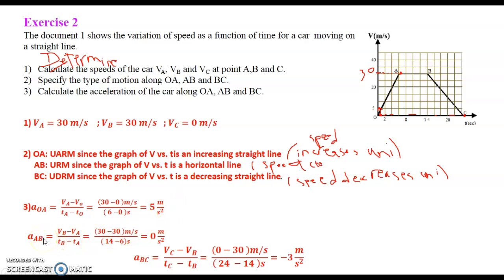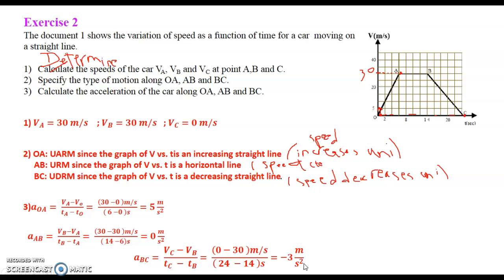The average acceleration for the range AB is VB minus VA over TB minus TA. So it's 30 minus 30 over 14 minus 6. It is 0 meters per second squared. And the average acceleration for BC is final minus initial, VC minus VB over TC minus TB. We get minus 3 meters per second squared.